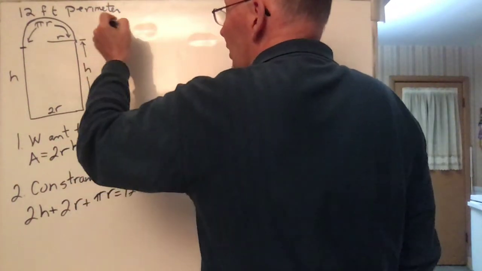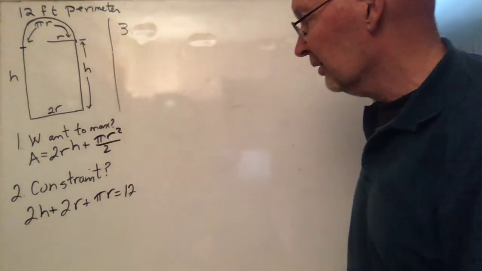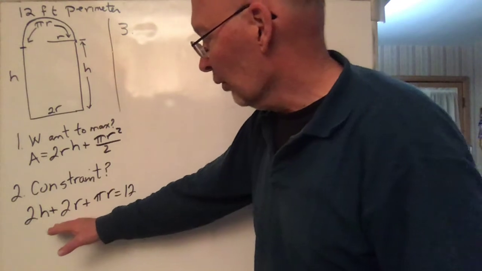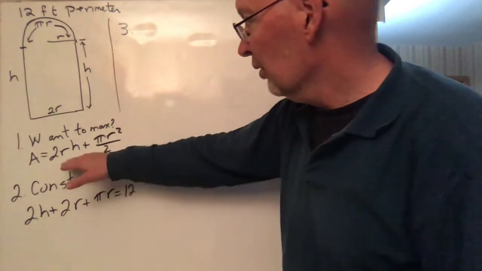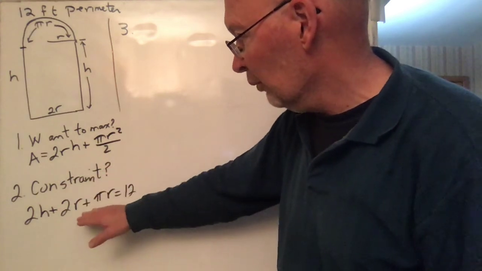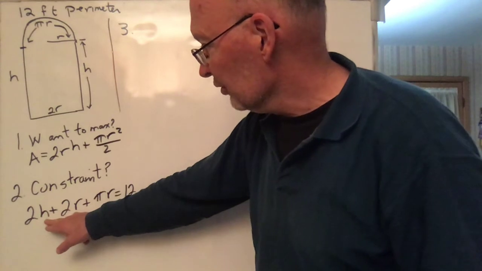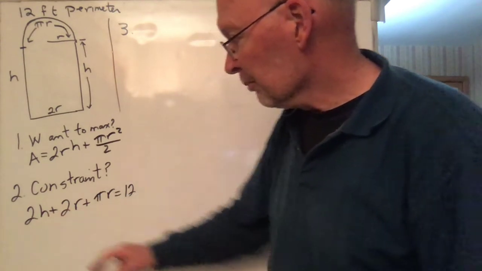So, the third step. Well, actually, part of the second step, I guess, is that we're going to use this to write A in terms of just one variable. So what can we do here? We can either solve it for r or solve it for h. Which would you rather solve it for?